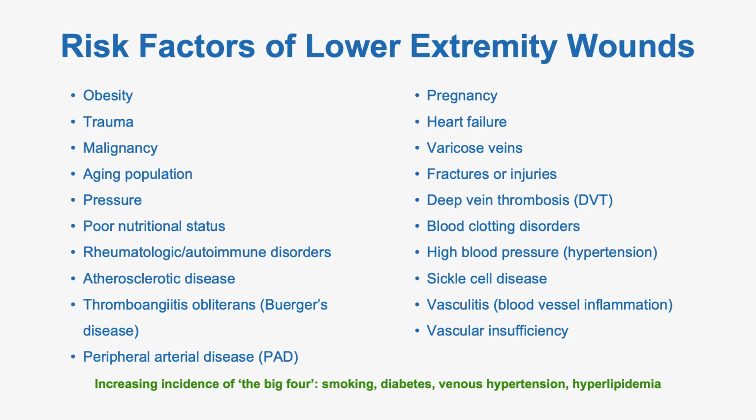And it's a rare condition that causes clotting in the small and medium-sized arteries in the fingers and toes, which is very strongly associated with smoking. Peripheral artery disease can also cause, as a risk factor for lower extremity wounds, pregnancy, heart failure, varicose veins, fractures, DVTs, clotting disorders such as factor V Leiden, high blood pressure, sickle cell disease, vasculitis, and vascular insufficiency. The big four for lower extremity wounds are going to be smoking, diabetes, venous hypertension, and hyperlipidemia.